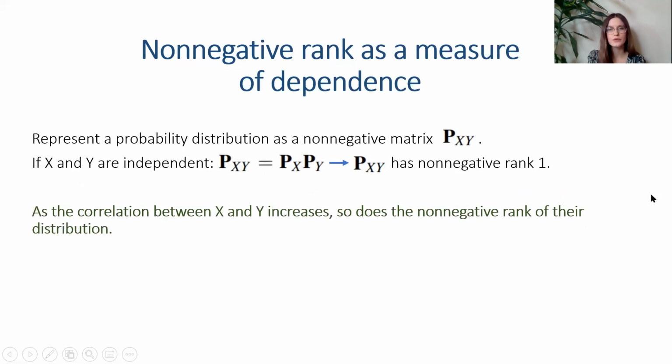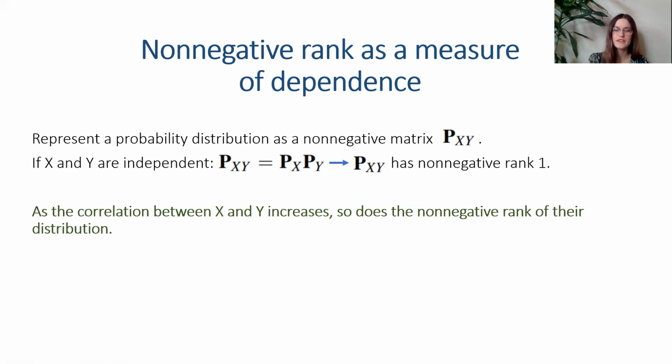Okay, so we can make a trivial observation that a probability distribution can be represented as a non-negative matrix. Because of that, non-negative rank can act as a measure of dependence. Let's say that the two variables, x and y, are independent. Then we can factorize the probability distribution over them like this: px times py. Here the probability distribution has non-negative rank 1. But as the correlation between x and y increases, so does the non-negative rank of their distribution.